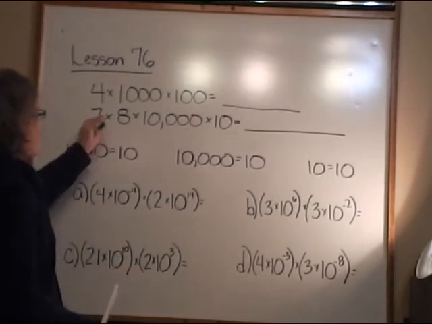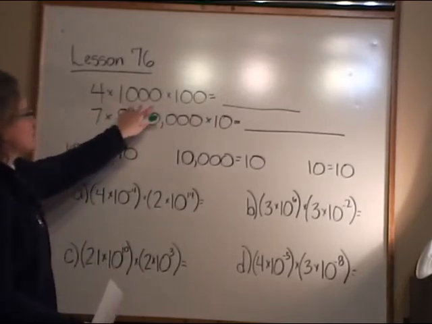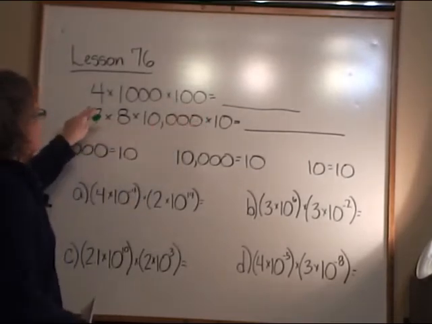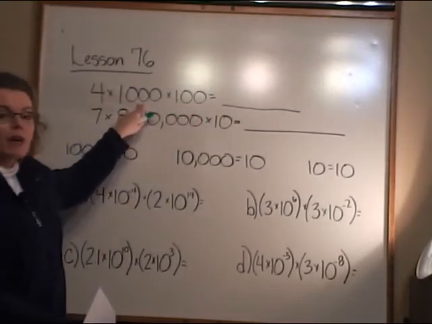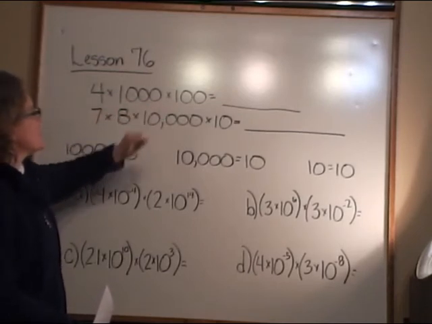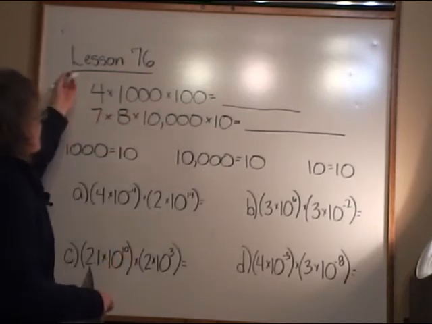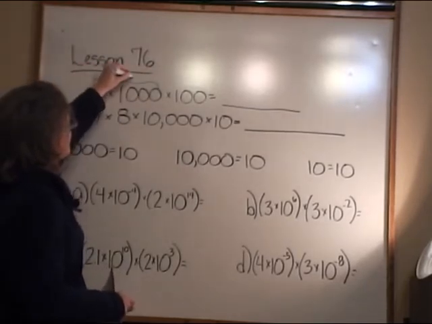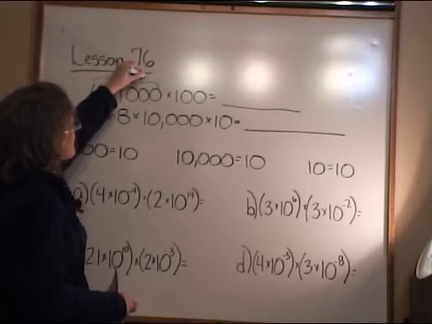And I have, how do we multiply 4 times 1,000 times 100? Well, hopefully we remember to go 4 times 1,000, we just take the 4 and we add 3 zeros to it. So this would be 4 times 1,000 is 4,000.